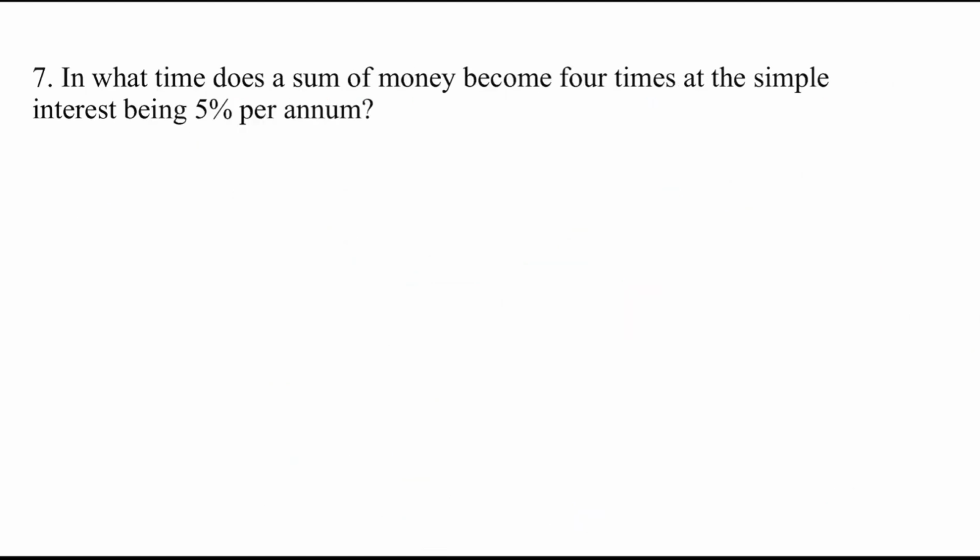In what time does a sum of money become 4 times at the simple interest being 5% per annum? They are saying in what time, so time is asked. The sum of money becomes 4 times at simple interest, so it should become 4P.